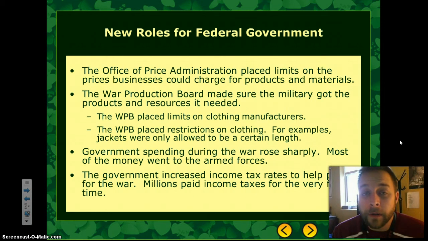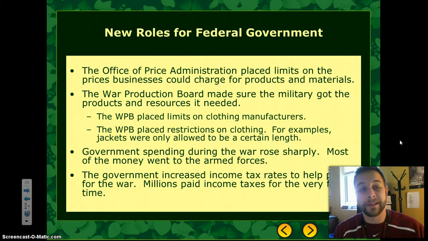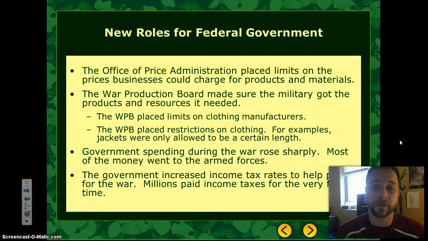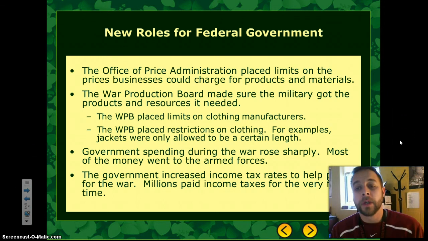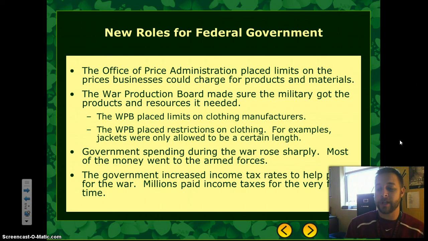All right, so the war also expands roles for the federal government. You have the Office of Price Administration that placed limits on the prices businesses could charge, which makes things cheaper and people buy more and makes things more available for the war as well. Also, the War Production Board mandated what certain companies would build and produce. All right, so that changes.